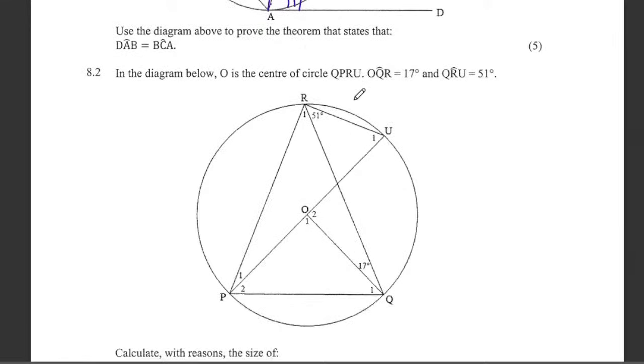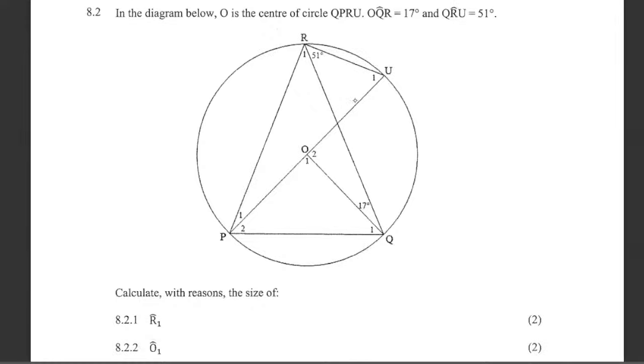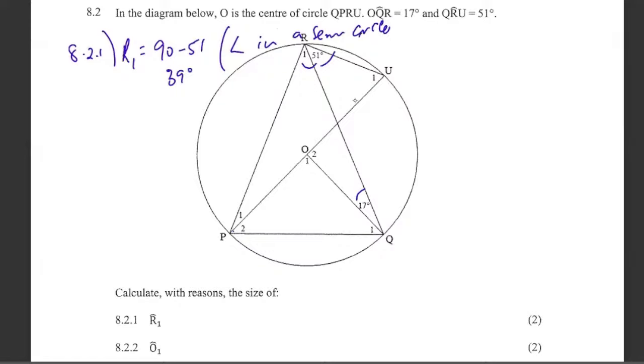So in the diagram, O is the center. We have a 17, we have a 51, and then they want us to get the size of R1. So R1, where are you? R1 is here. So what we know is that for as long as PU is a diameter, the whole of R is going to be a 90. So R1 is going to be 90 minus 51, which must give us a 39. Reason: angle in a semicircle. That's what we need to first of all know.